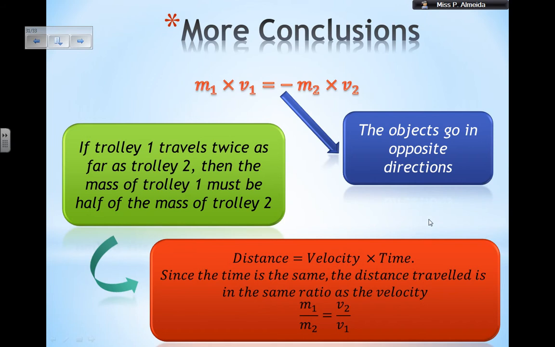So the ratio of distances is the same as the ratio of velocities. So if I divide v2 by v1, with v1 going on this side, I get that v2/v1 is equal to m1 divided by m2. That means that if I have half of the mass, then my velocity is going to be twice as big, and therefore my distance traveled within the same time is twice as much.